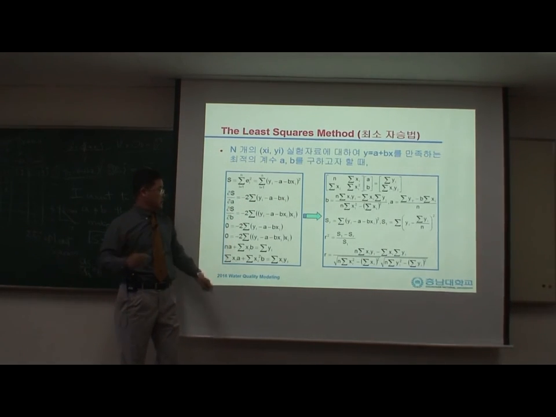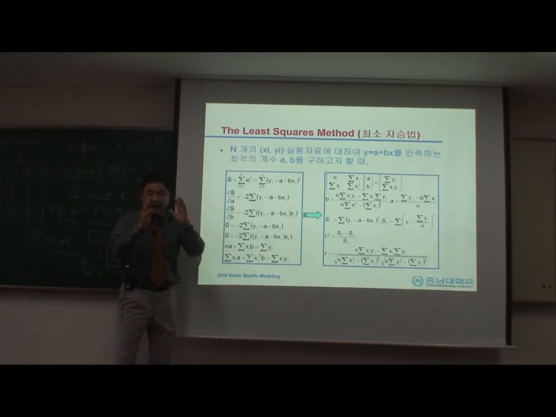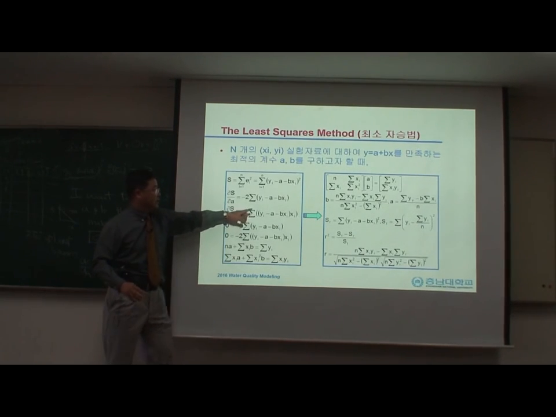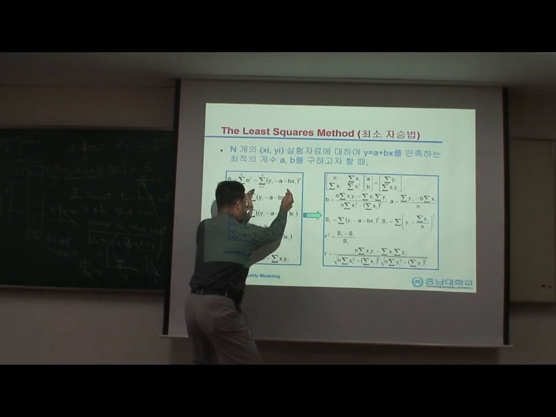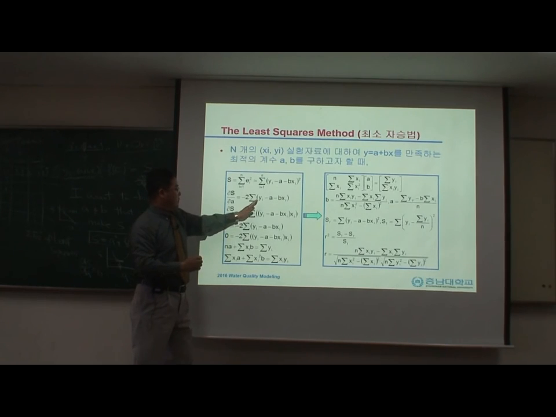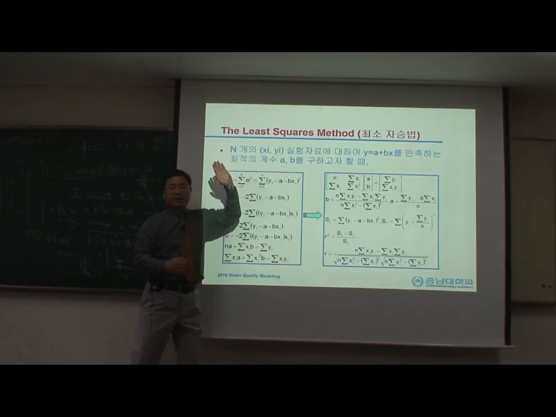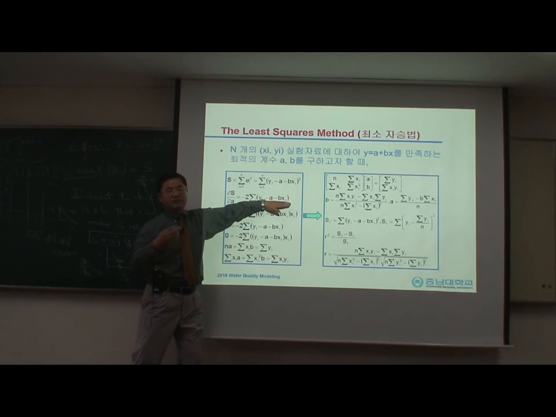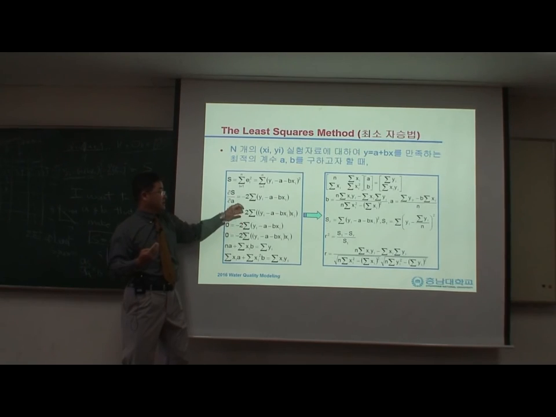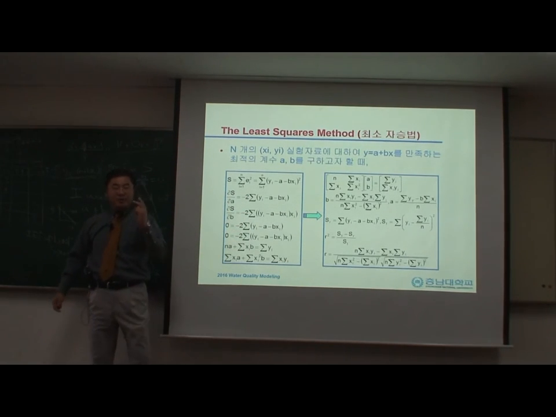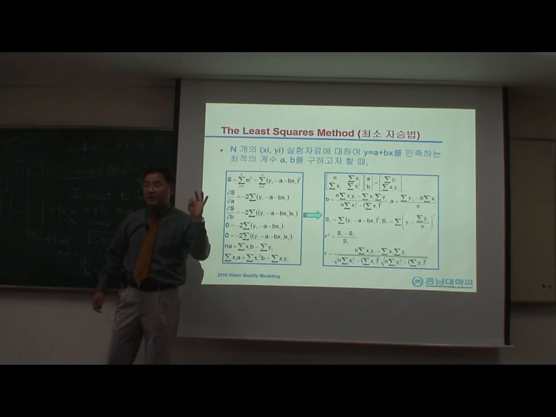So, if I do the same process for B, I have 2 here, then I differentiate inside this parenthesis. A I don't care, but B x_i, if you differentiate with B, then you are left with x_i, right? You have minus 1 there. So you have 2 equations. How many unknowns do you have? A and B, 2 unknowns. How many equations do you need? 2 equations.